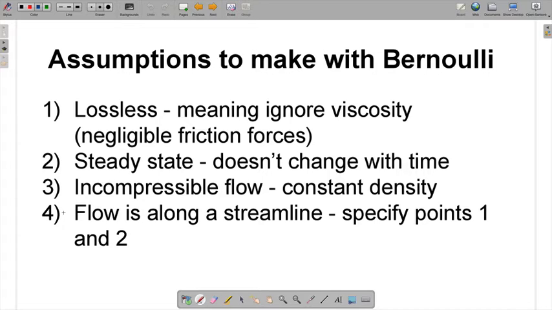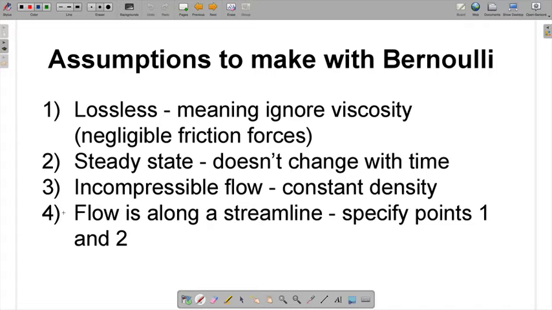Steady state means that some quantity, whether it's concentration or something else, doesn't change with time. Also, you have incompressible flow. That means you're going to maintain a constant density throughout the fluid. So if the fluid flows through the pinch point, you're not going to end up decreasing the density just because you subject it to a smaller distance or something like that.